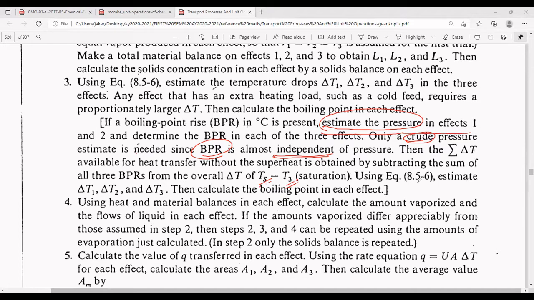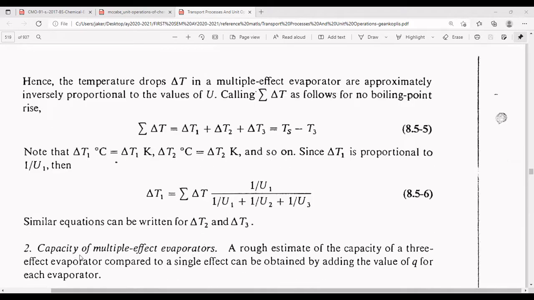Only then can you estimate the true summation of delta T sub 1, delta T sub 2, and delta T sub 3. Where you're going to base the delta T1, delta T2, and delta T3, of course, is on the formula that was also shared with you.